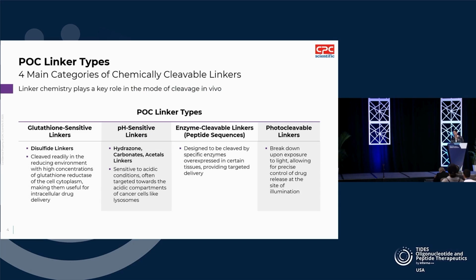So the chosen linker for a POC is really important for its intended functionality. Chemically cleavable linkers can broadly be classified into four main categories. First, you have the glutathione-sensitive ones, so you have the sulfide, the disulfide bonds. You have pH-sensitive linkers, as well as enzyme cleavable and photocleavable. The peptide-oligo conjugates are commonly associated mostly with the glutathione-sensitive linkers, so a disulfide bond is the most common, but also the enzyme cleavable linkers.